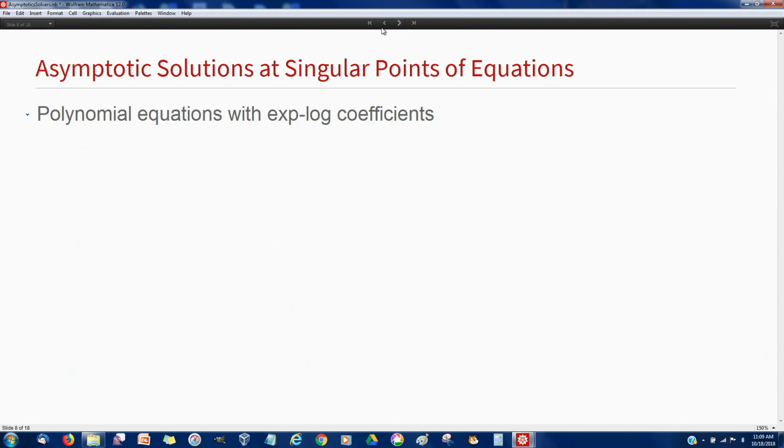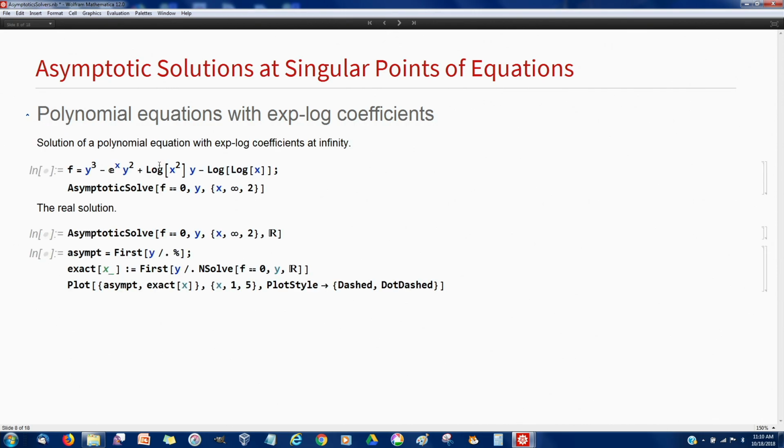Okay, so the last solvable case. In all those situations we are looking at regular points of the equations. Now we are looking at a singular point of equations. So suppose we want to solve this equation, right? So it's an exp-log equation. So it's exp-log in terms of x, the independent variable, and polynomial in terms of y. And we want to solve it near infinity. So infinity will be a singular point of this equation. It's not analytic near x going to infinity.